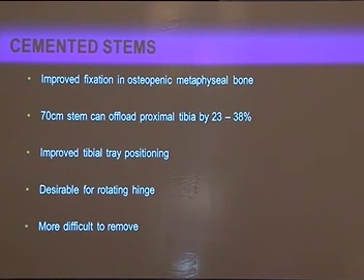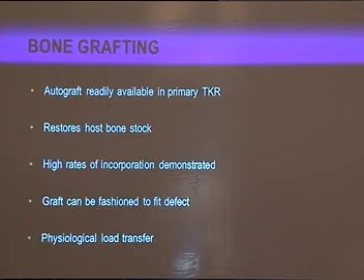Coming on to the cemented stems, they improve fixation in osteopenic metaphyseal bone. We know from studies that a 70 centimeter stem can offload the proximal tibia by almost 25%. They improve tibial tray positioning and can be desirable for rotating hinge. Of course, they're most difficult to remove because of cement integration. We can also use bone grafting.